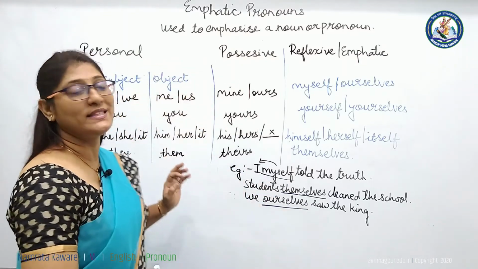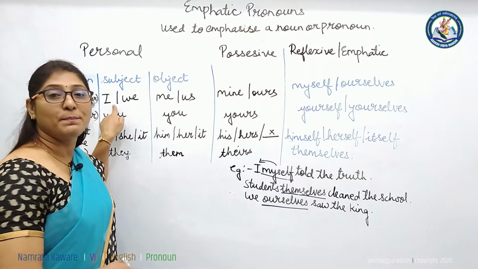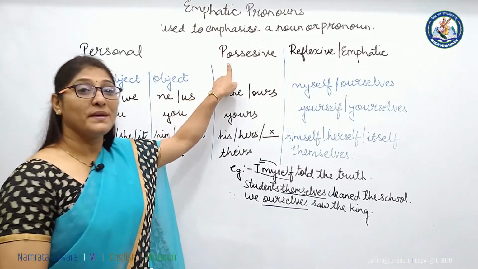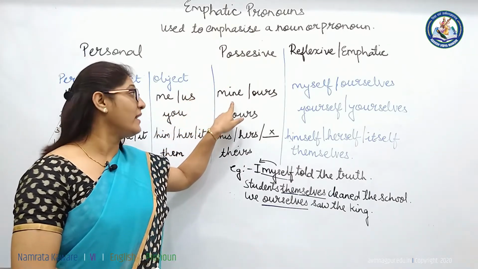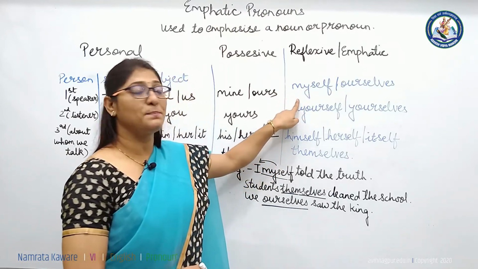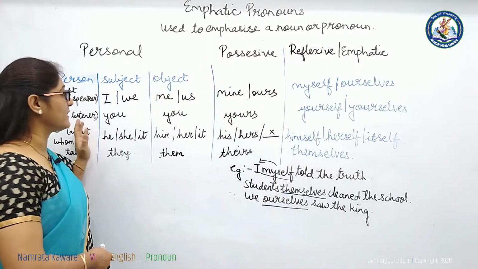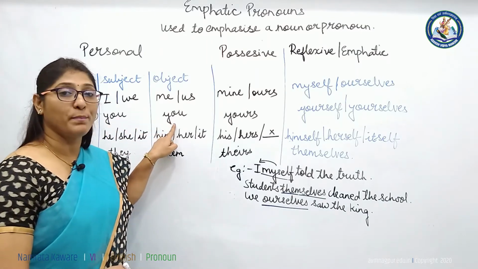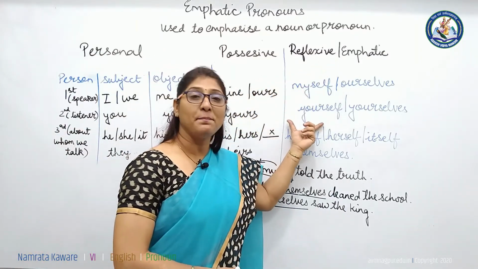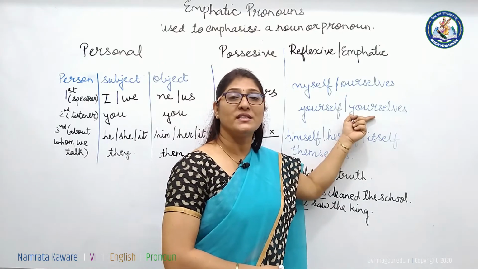Let's revise the whole table once again. Personal pronoun, there are three persons: first person, second person, third person. In the subject's place for the personal pronoun, we write I, we. In the object's place, we write me, us. For possessive pronoun, for first person singular, we write mine. For first person plural, we write ours. For reflexive and emphatic pronouns, for first person, we use myself, ourselves. Same way, second person, in the subject's place you, in the object's place you for personal pronoun, for possessive pronoun we write yours, for reflexive and emphatic pronoun, if it is second person singular, we write yourself, and if it is second person plural, then we write yourselves.